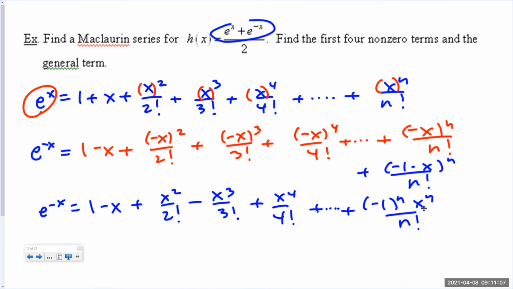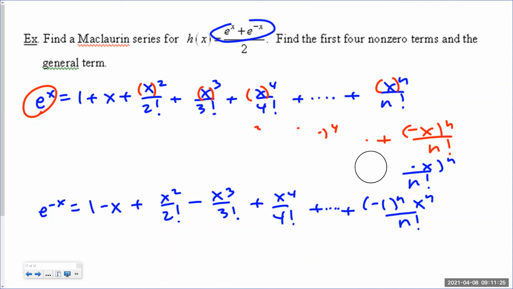If n is 0, that works out. If n is 1, yeah, that works out. If n is 2, yeah, that works out. Okay, so this is my e to the x. All right, so what do I want to do with e to the x and e to the negative x? I want to add them together, right? Okay, so if you guys are okay, I'm going to wipe out this thing right here because this was kind of my process.